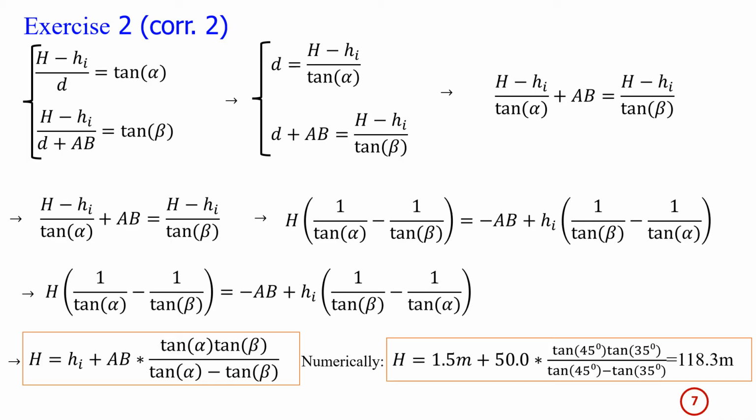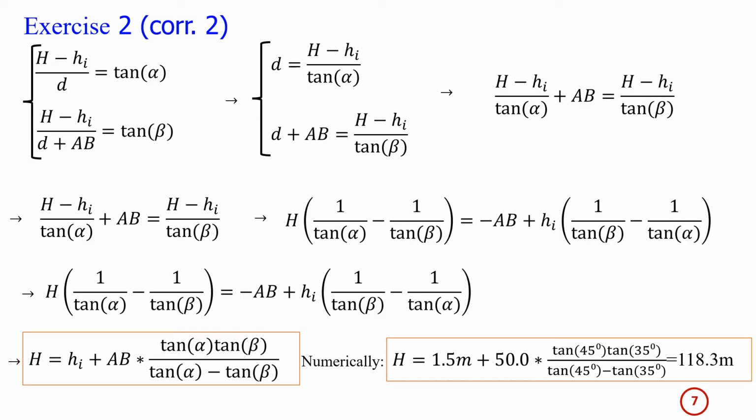Maybe I can put the capital H together, and the other elements on the other side. Normally I will find this relation that can be rearranged like this. So now if you write this, you will have tangent alpha times tangent beta at the numerator, and tangent beta minus tangent alpha, and you will be able to rearrange this. If you rearrange this equation, you will have capital H equal to HI plus AB multiplied by tangent alpha multiplied by tangent beta divided by tangent alpha minus tangent beta.